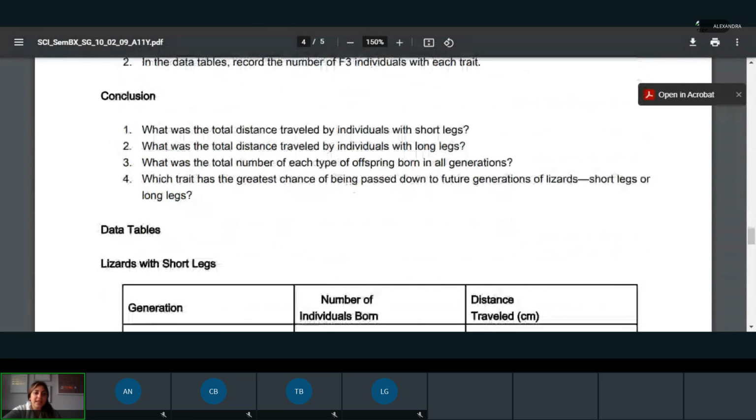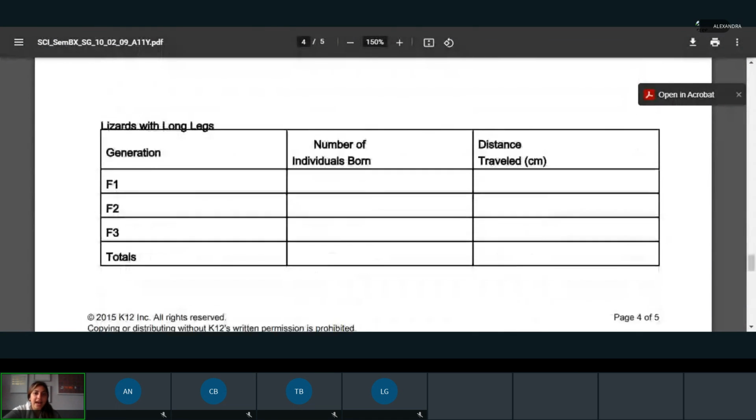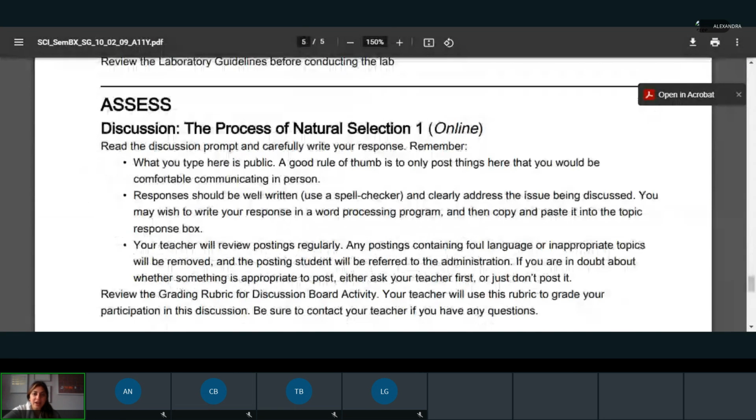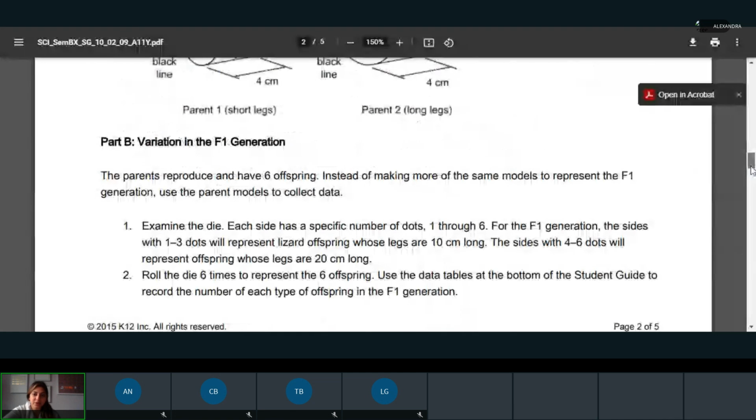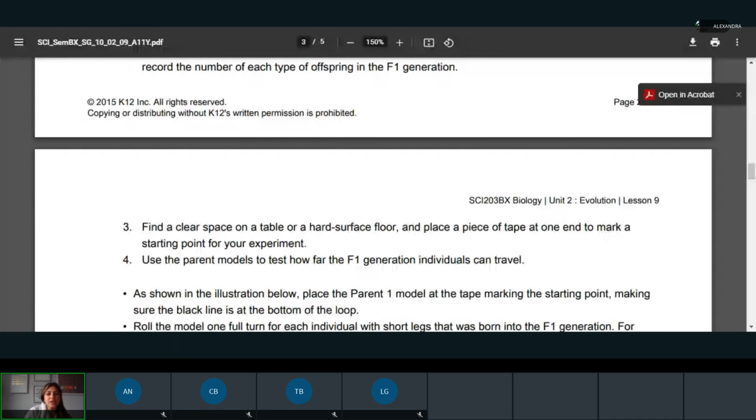And then you're going to want to think and answer these conclusion questions. That's going to be part of your lab, and also part of the discussion questions, the discussion post that you're going to be doing. And that's the lab, right? I know it was a little tricky, but once we took a closer look and broke everything down, it made a little bit more sense.